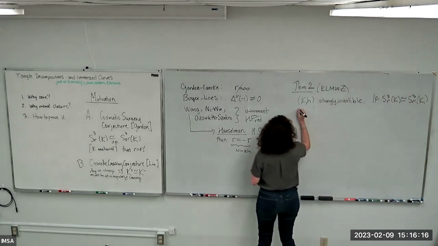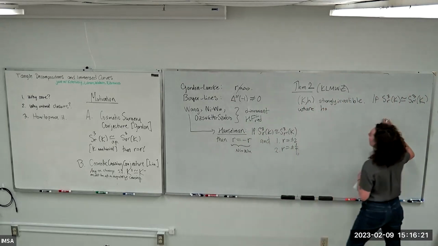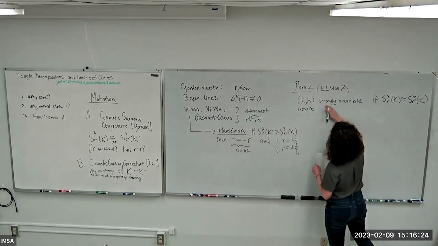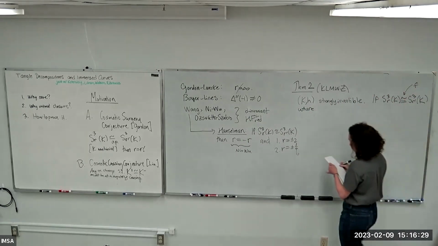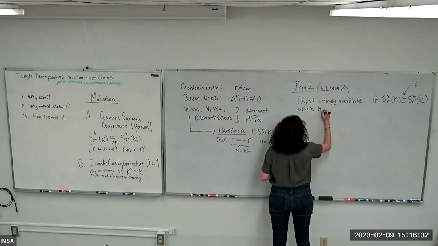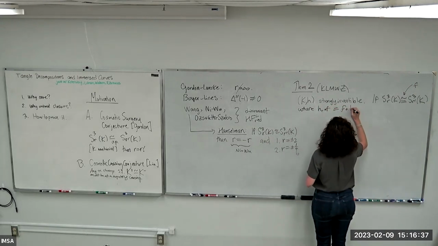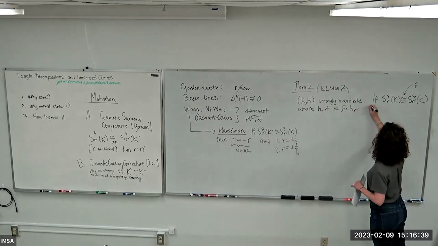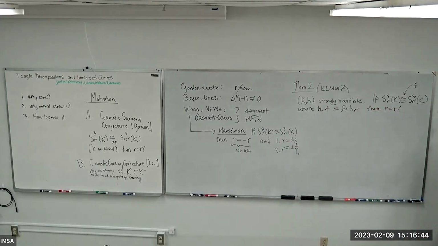where h composed with, which one do I want to call this one? f. Let's call this homeomorphism f. So where h for this one composed with f is f composed with h, then r is equal to r prime. So it's a cosmetic surgery statement for strongly invertible knots in the 3-sphere. It's a sort of equivariant style cosmetic surgery statement.